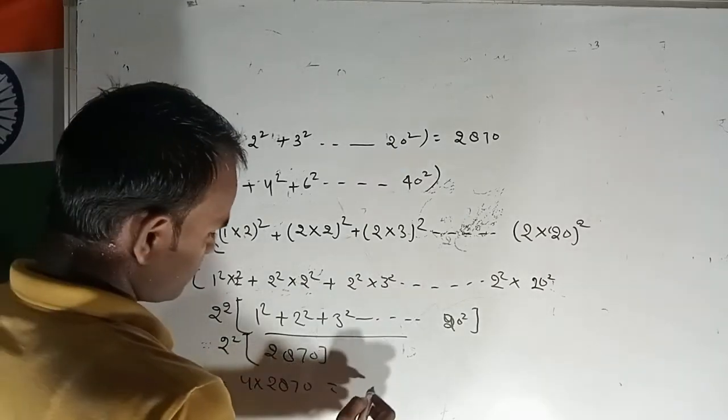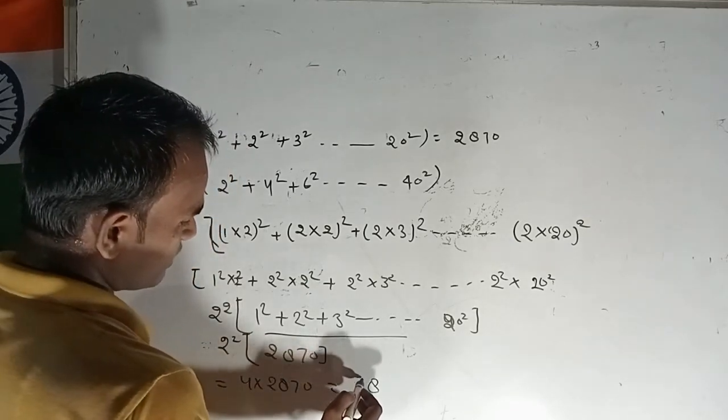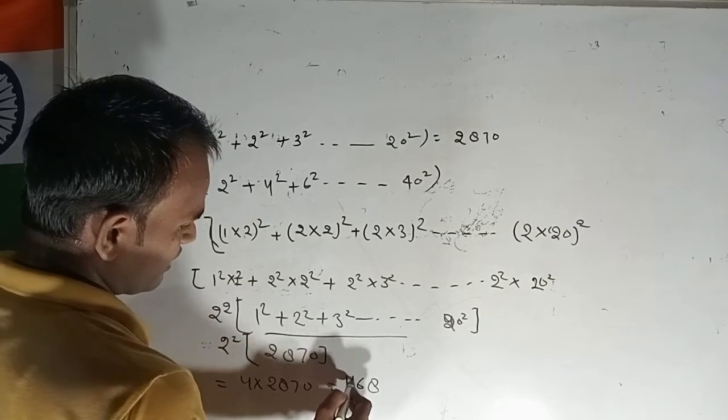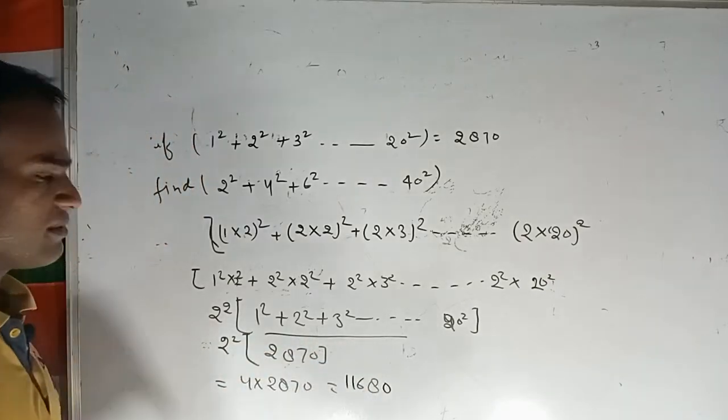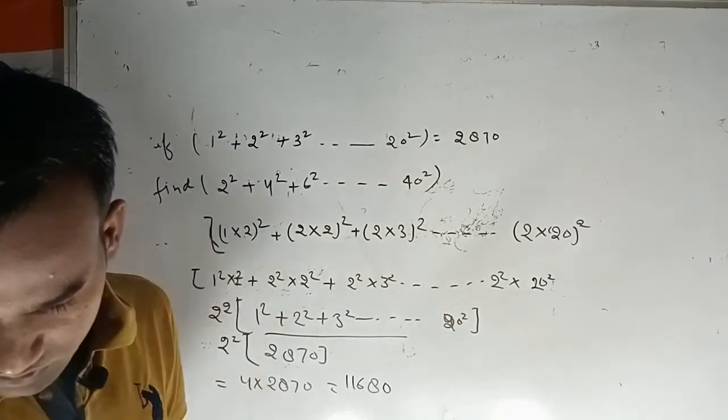Means 4 sevens are 28, 4 twos are 8 and 3 carried makes 11. 11480 will be the final answer. So moving to the next question.